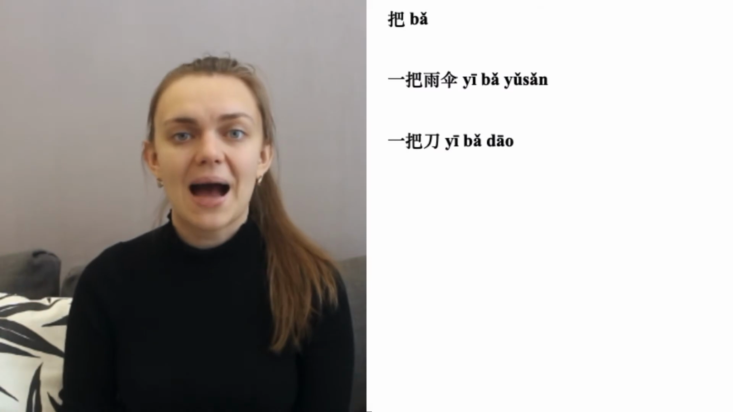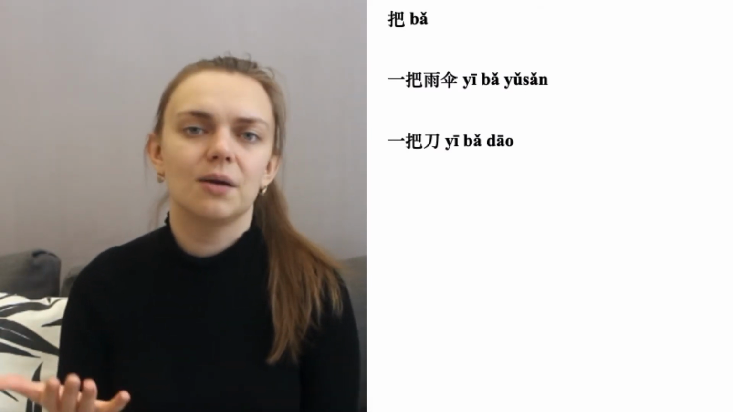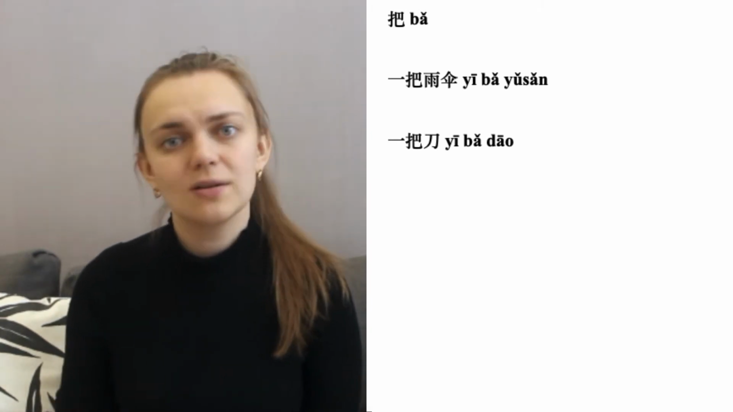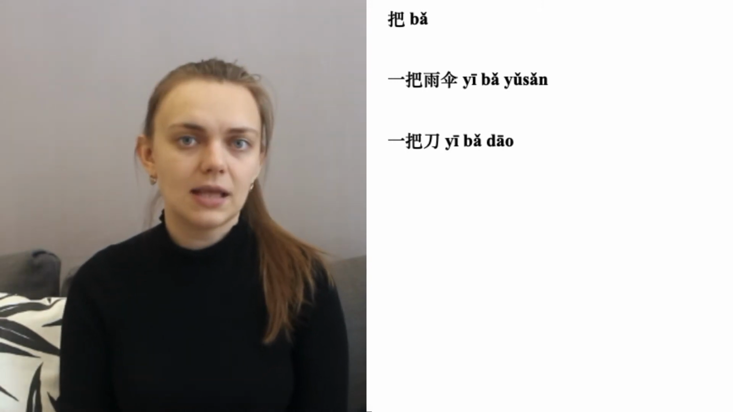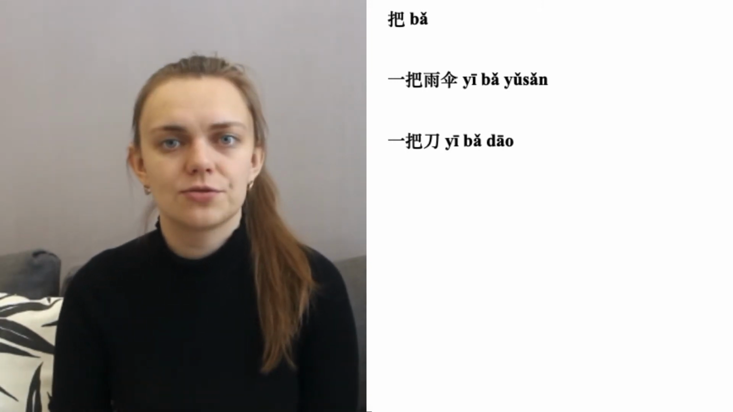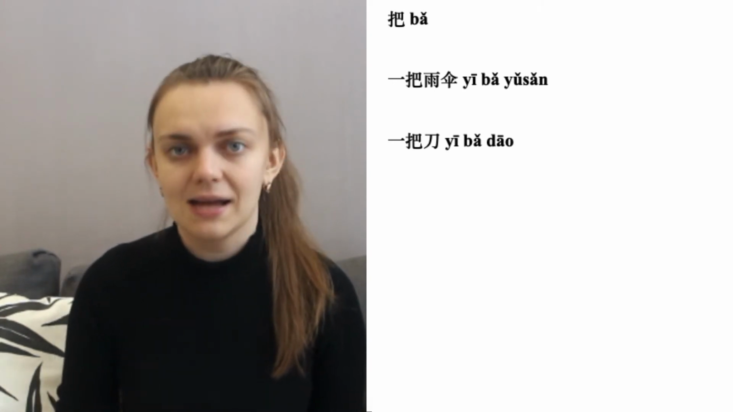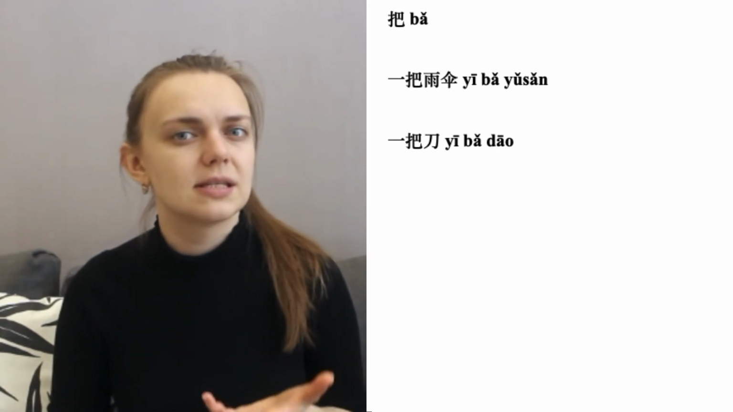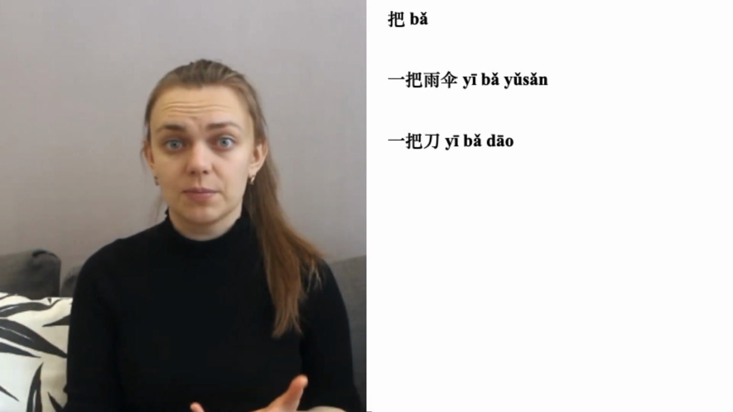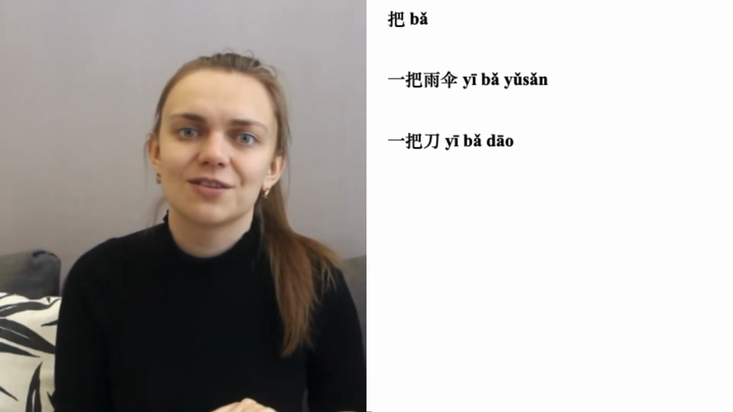Now for HSK 3, you will need several more classifiers. 把 is used for objects with a handle, like knives, scissors, umbrellas, teapots, and all kinds of maintenance tools. 一把雨伞, an umbrella. 一把刀, a knife. By the way, if you are wondering why we're pronouncing it 一把刀 and not with a full third tone, if you're thinking why we do not pronounce this 把, the third tone, very prominently, you might want to check out my video here about how tones change in fluent speech.